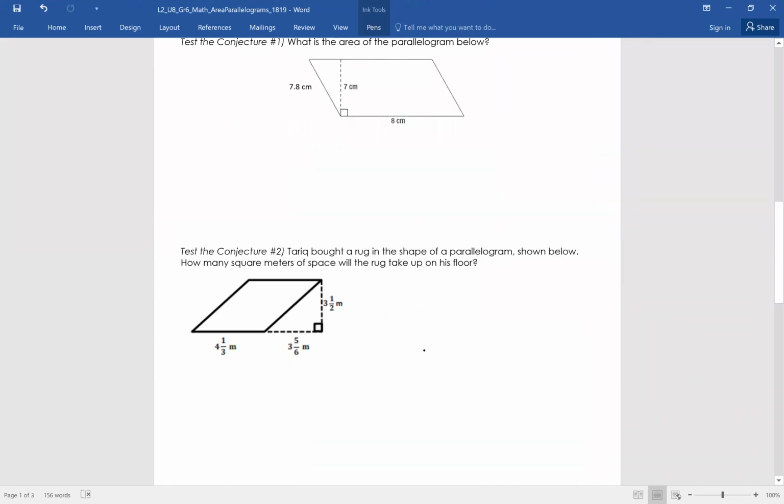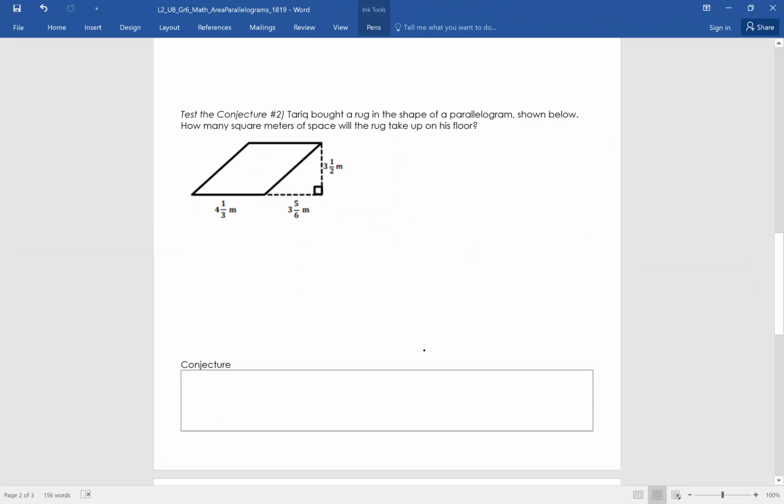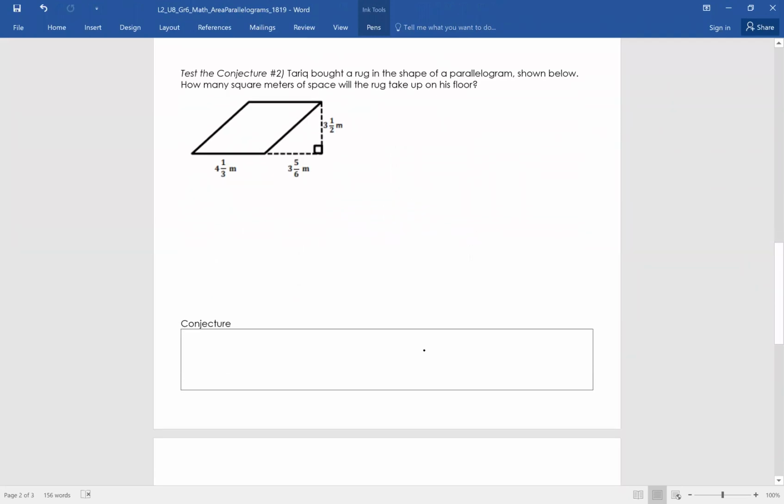Now, the first thing I'm going to write down is the conjecture, just so you all know what's going on. So I'm going to say this. The area of a parallelogram. I don't expect you to spell parallelogram wrong because it's written for you and it's in the questions. Parallelogram is measured the same way as the area of the rectangle.